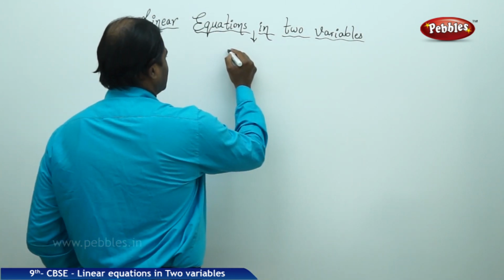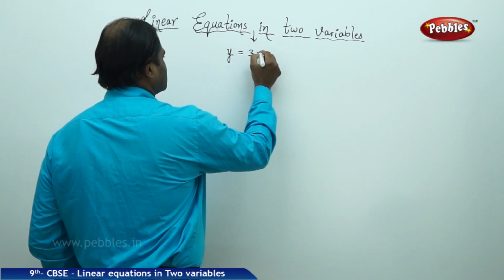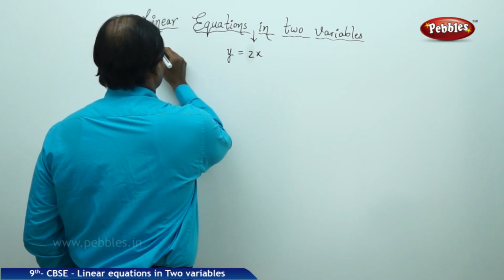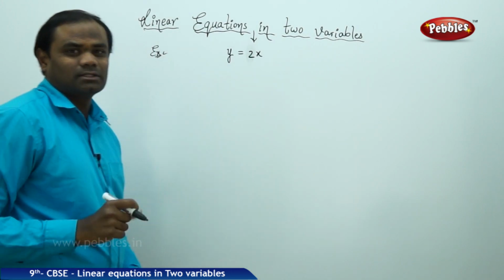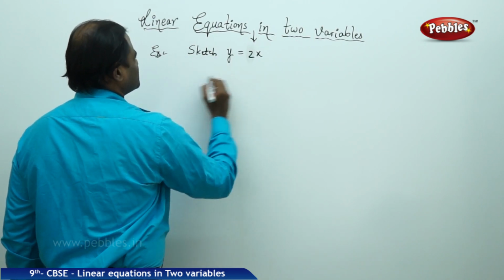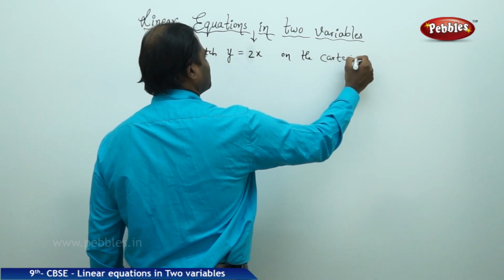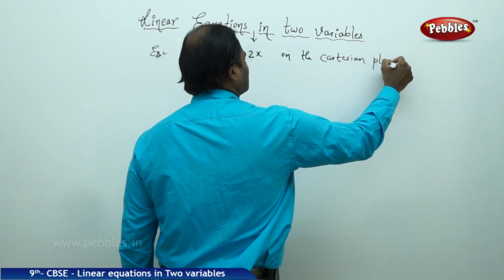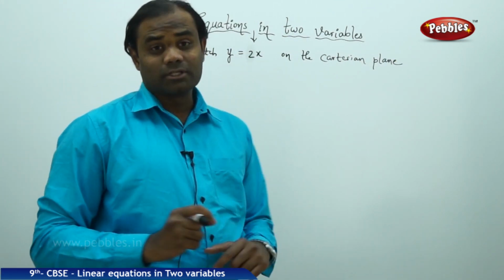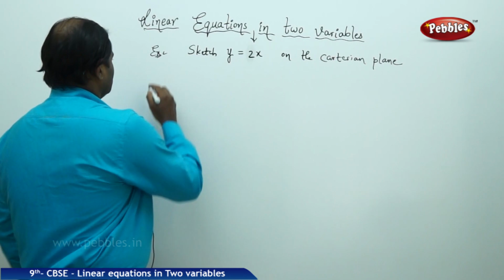Imagine I have a line y is equal to 3x, or I take y is equal to 2x. And my question out here is to sketch y is equal to 2x on the Cartesian plane. So let's see how this linear equation in two variables x and y with its special case looks in the Cartesian plane.